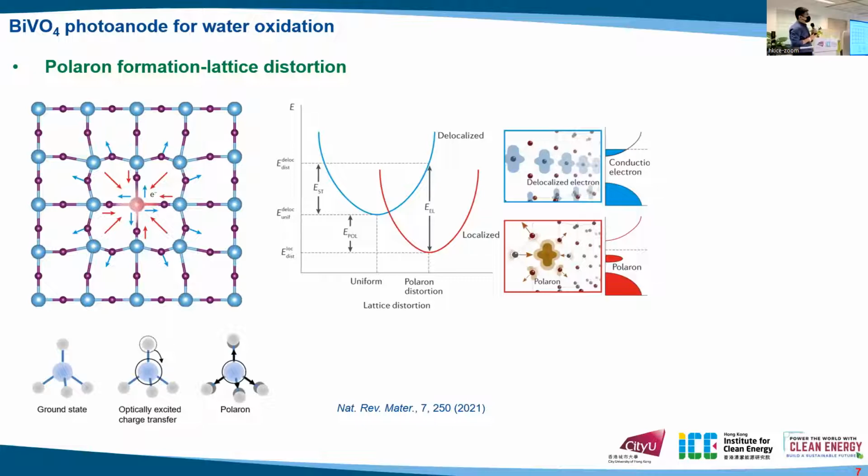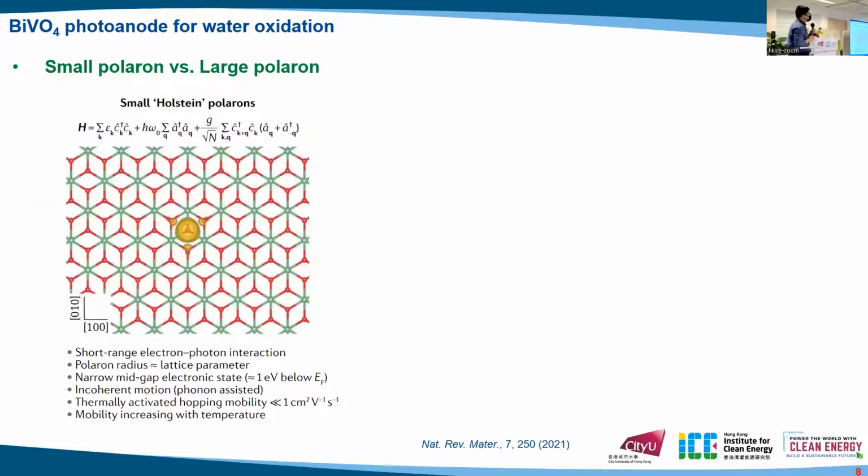So to better understand the unique property of small polaron, I would like to compare it with its counterpart. Small polaron, also called Holstein polaron, has a polaron radius generally only within one lattice unit, and it has a thermally activated hopping mobility, which is much smaller than 1 centimeter square per volt per second.